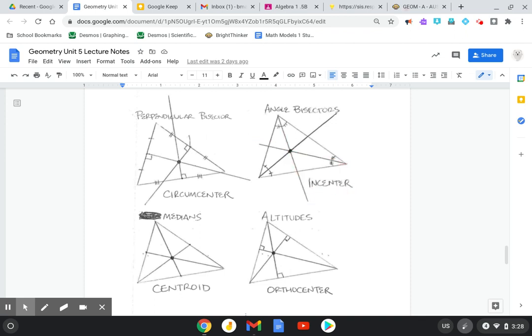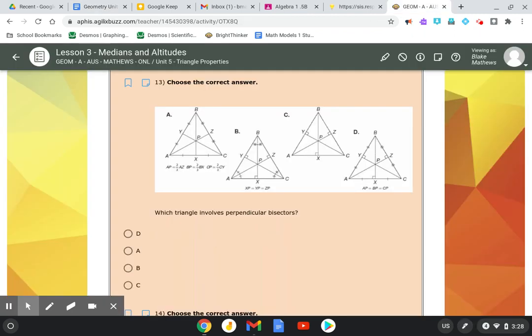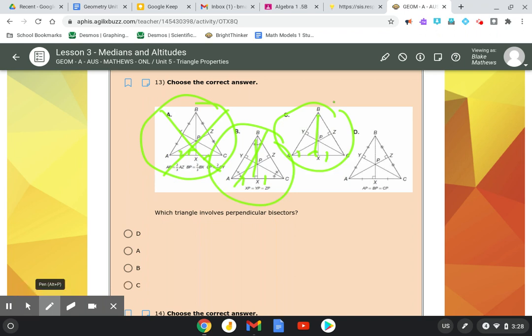So in this first problem, it says, which triangle involves perpendicular bisectors? I need to look for lines that are perpendicular and that are bisecting. Just as a real quick example, this one shows bisectors, but they aren't perpendicular, so that's not the answer. This one shows perpendicular again, but no bisectors. That's not the right answer. This one shows a right angle, perpendicular, but no bisecting. So that's not the answer. So it has to be D. I've gone ahead and told you right there, the answer is D here.